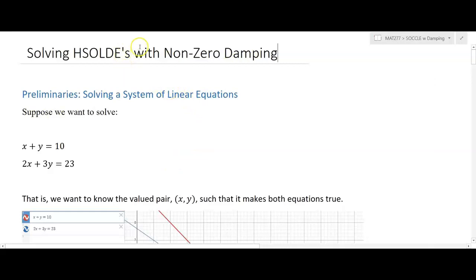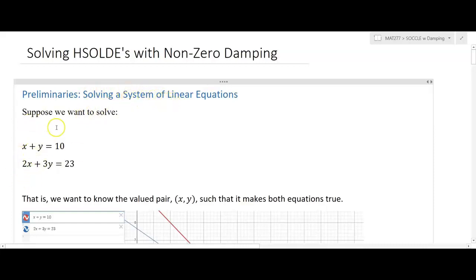But let's get into some preliminaries first. These are some tools that we're going to need. So first of all is solving a system of linear equations. Suppose we want to solve this system. By the description, system just means there's more than one equation to be solved. And they are linear, obviously, because you could get them in the form y equals mx plus b. What we want to do is find a solution, a pair of values, x and y, that make the equations simultaneously true.